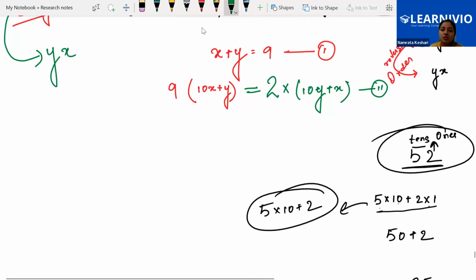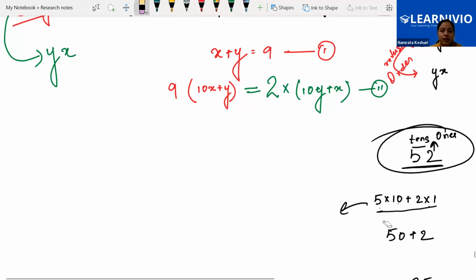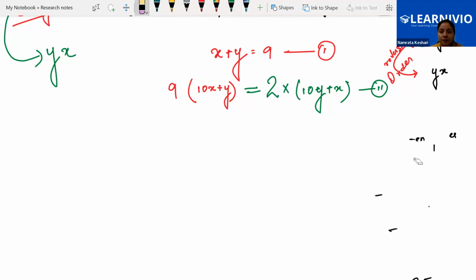Now we just need to simplify our equation number 2 a bit. Still it is not arranged. We just have to arrange it. Let's see how we can arrange it. We just have to do the multiplication. 9 into 10, that is 90x, plus 9 into y, that is 9y. Distributive property we are applying. Please tell me what will be there on the other side. Any of you? 20y plus 2x. 20y plus 2x.